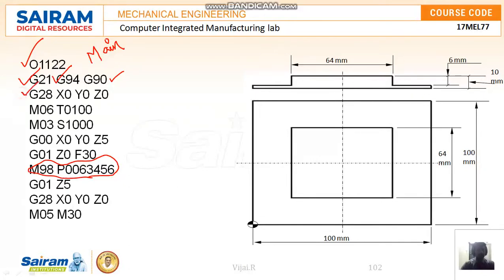Here again G28 X0 Y0 Z0 is the tool position, the direct home position, which we call the reference position. From there I am selecting a tool which is going to machine here, a 10 mm diameter tool. So N06, and tool number 1, I am going to select that one. The spindle has to rotate at an RPM of 1000, so I am selecting M03 S1000.